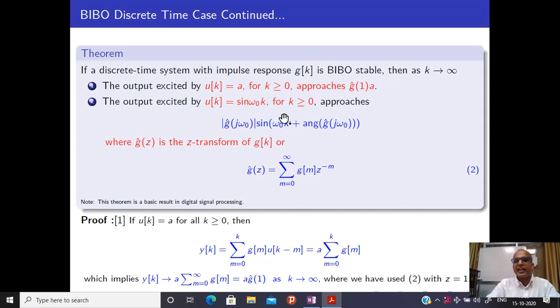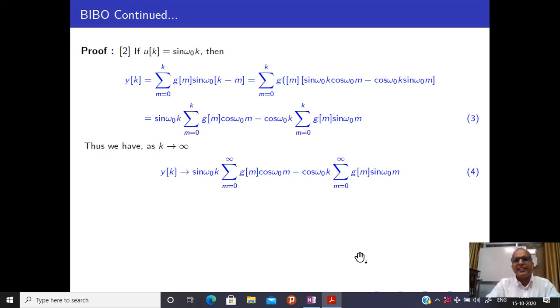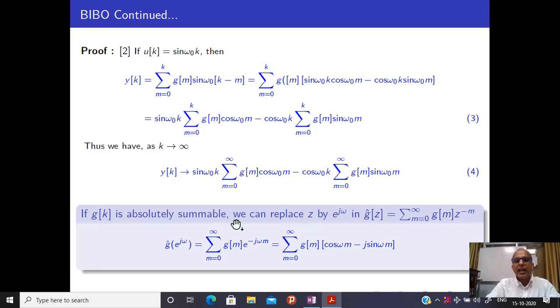Now let us see the second proof, and again the second proof is exactly similar. You just have to replace the integral by a summation and the continuous time signal g(t) by a sequence. So I think there is no need to discuss the same proof again. Just for curiosity, you can simplify this and after that put k equal to infinity, because I am just talking about the steady state response, meaning after a very large time, what is the response in the case of a discrete time system. And since you know that this particular system is bounded input bounded output stable, it means that g[k] is absolutely summable, and so in place of z I am going to replace it by e power j omega.